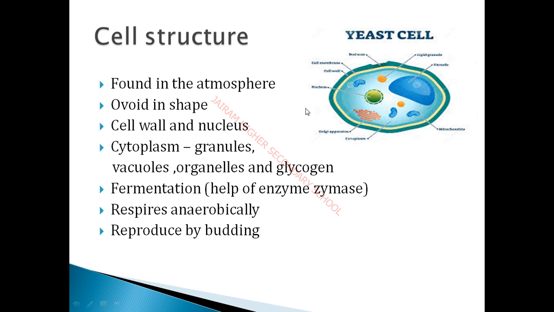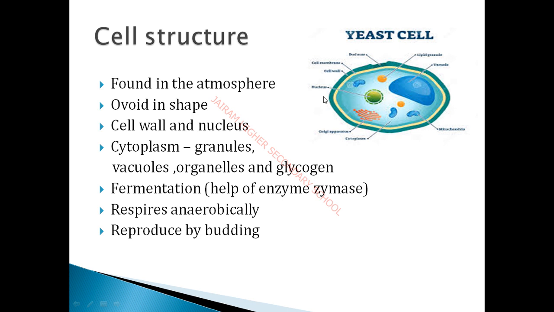Since yeast is unicellular, the single cell represents the whole organism. Mostly this yeast is found in the atmosphere, and you can see it is ovoid in shape, egg shaped. It contains an outer cell wall and a prominent nucleus. Mostly we need an outer covering to protect the inner components of the cell.